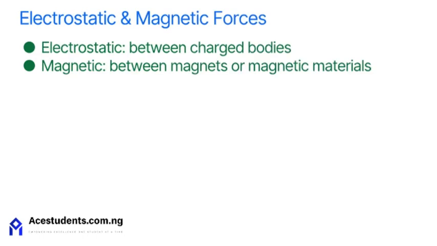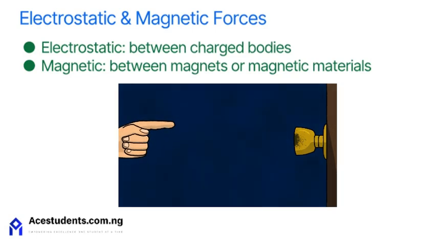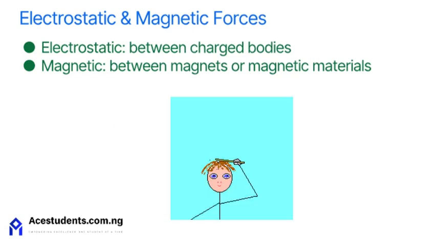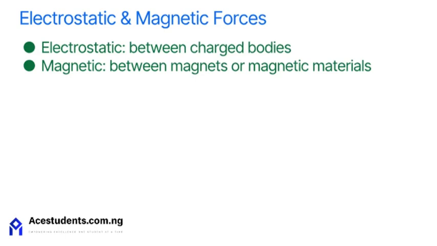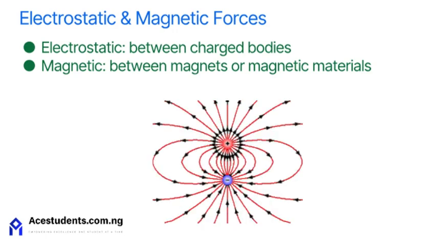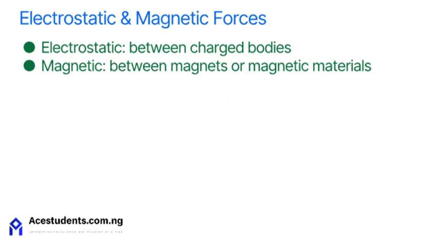Electrostatic and magnetic forces are also non-contact forces. Electrostatic force acts between objects that have electric charges. For example, rubbing a plastic ruler on your hair can attract tiny pieces of paper because the ruler becomes charged. Magnetic force is the force of attraction or repulsion that acts between magnetic poles. It acts at a distance. Magnets can attract or repel even without touching. Both forces act through space and do not require physical contact between the interacting objects.